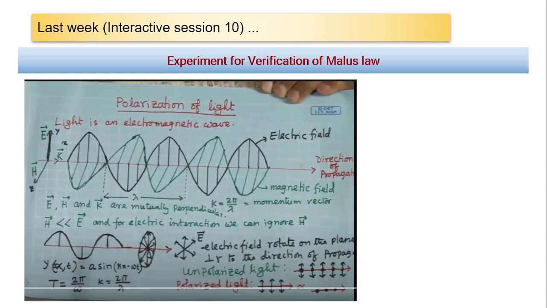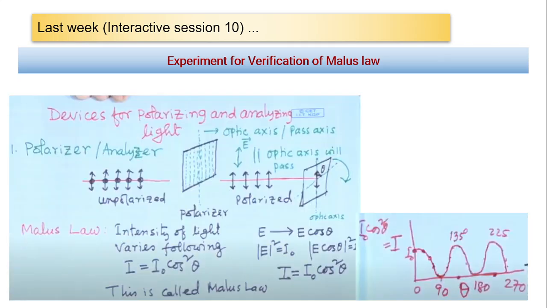Then polarization of light. Further, we started discussing something known as Malus law: when unpolarized light is sent through a polarizer and we want to get the intensity of it, the intensity varies as I naught cos square theta. This is known as Malus law.